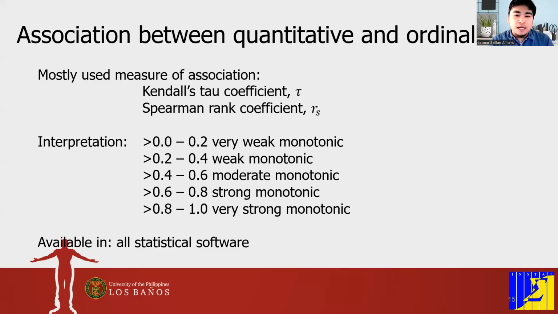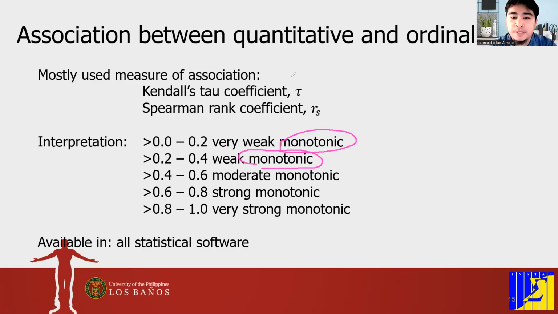So pag Spearman-Rank po ay magsa-subscript ka na s. Now, same lang po ang values nito. Negative 1 to 1. Basically, the same din po siya sa interpretation. Pagdating sa strength and tsaka sa yung very weak, weak, moderate, and so on. Ang pinagkaiba lang po nila is the word monotonic. Okay? Monotonic.